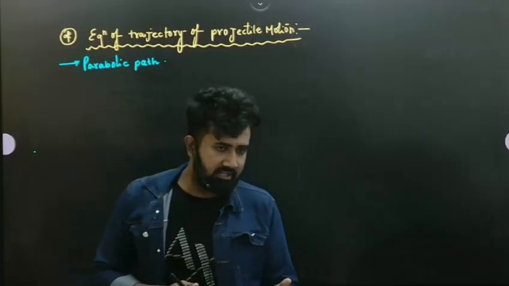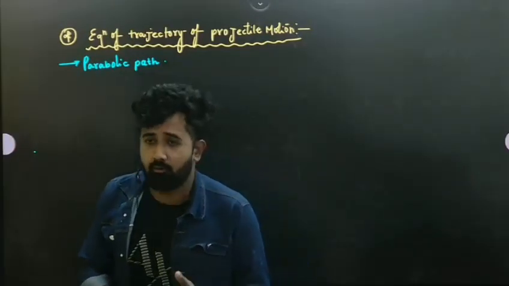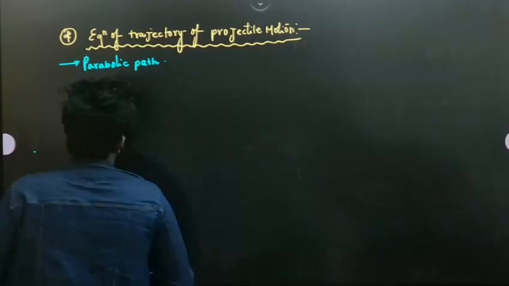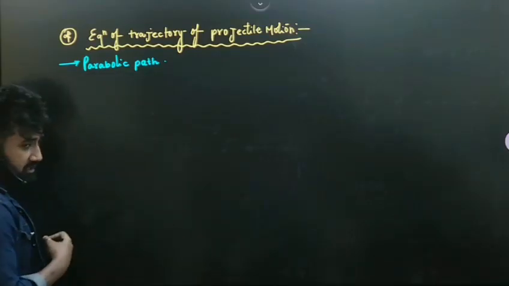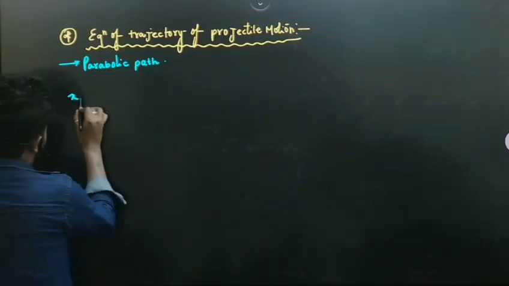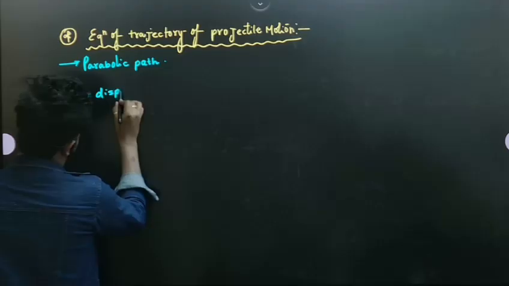It's an equation of what? Straight line. Yes or no? Bolo bhai, yes or no? Yes. Means what? We have to relate between x and y. So we're going to take x means what? X is the displacement along the x-axis.